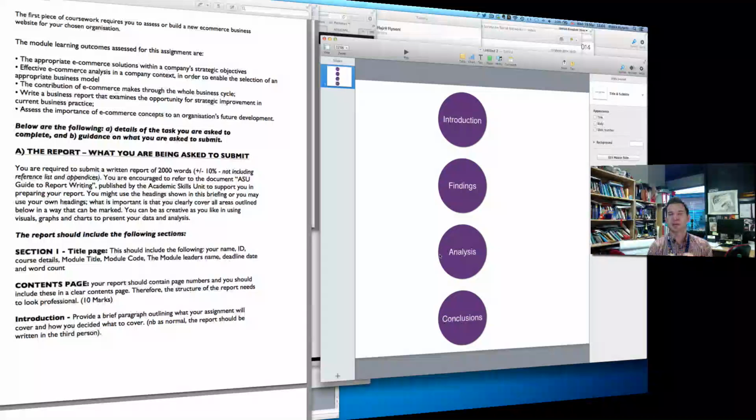This is going to be really important because, remember, in the analysis, you get 40 marks for it, so you really have to get this right, otherwise you'll be missing out on a huge chunk of marks. You don't want to do that. And of course, as a result of your analysis, you're coming up with themes and ideas and suggestions that are going to be your conclusions.